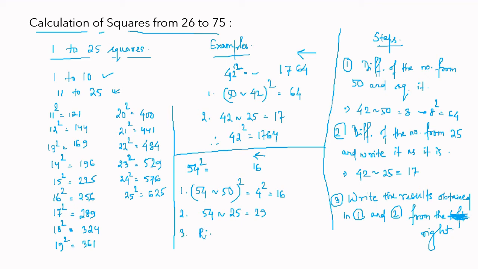Now the third step will be to write the numbers from the right. So if you see, 16 is the first step solution, 29 is the second step solution, and there it is. That's your number. So the square of 54 is 2916. See, it's very easy. Now we'll see certain exceptions.